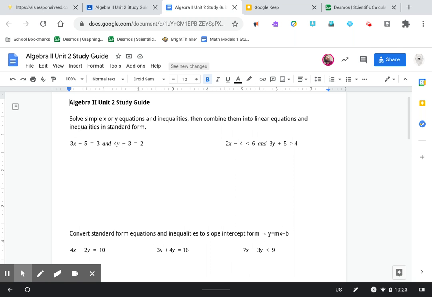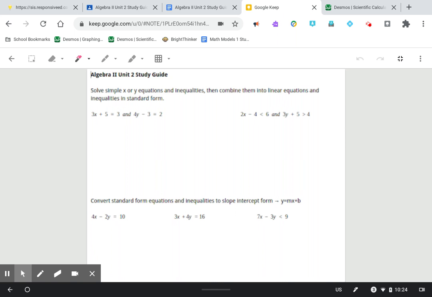All right, this is the Algebra 2 Unit 2 study guide, or the review video over the study guide. I'm going to work through the problems here on the study guide. These are problems that are modeled after what you will see on the test. So if you're able to do these problems, you'll be well prepared for what you're going to see on the test. So I'm just going to get right into it and start working out some of these problems.